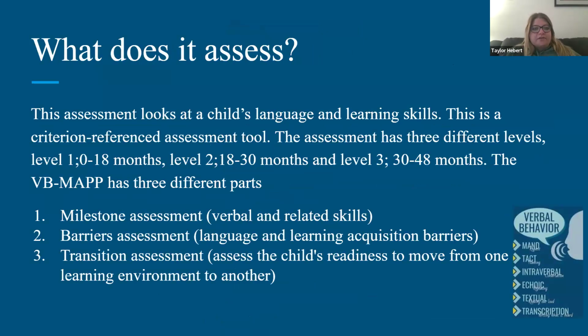It assesses a couple of things. First, it has three different levels. Level 1 is 0 to 18 months, level 2 is 18 to 30 months, and level 3 is 30 to 48 months. The VB-MAPP has a couple of different parts. The three main parts are the milestone assessment, which is verbal related skills, the barriers assessment, which is language and learning acquisition barriers, and the transition assessment, which looks at if the child is ready to move from one environment to the other.